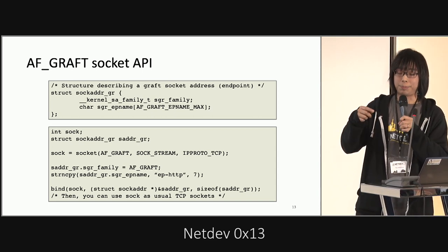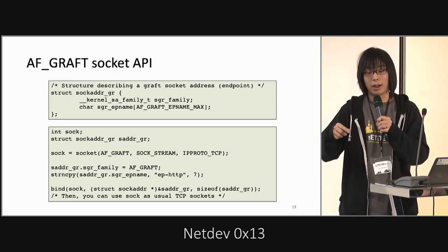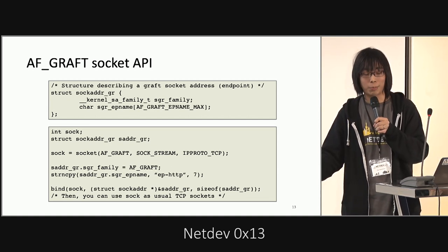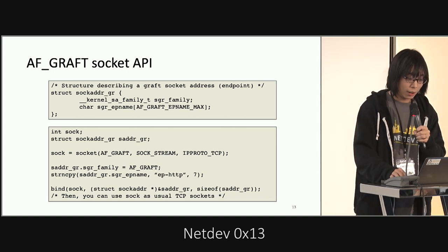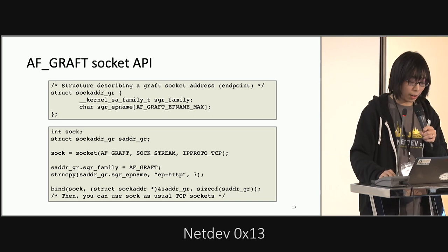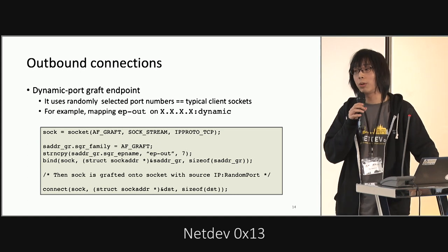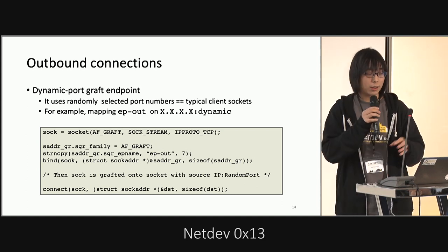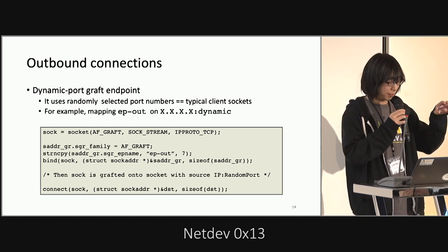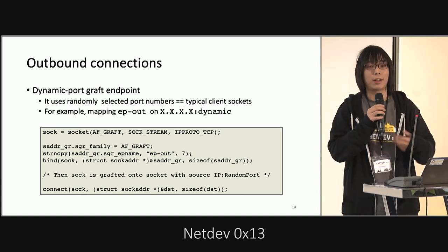Then the AF_GRAFT socket is grafted onto the host endpoint associated with the graft endpoint by the mapping table. This example shows the socket for the server-side application, and of course AF_GRAFT can be used for outbound connections like a client-side socket. It is easy because the client socket just uses an ephemeral port, a random port number, for the source endpoint.